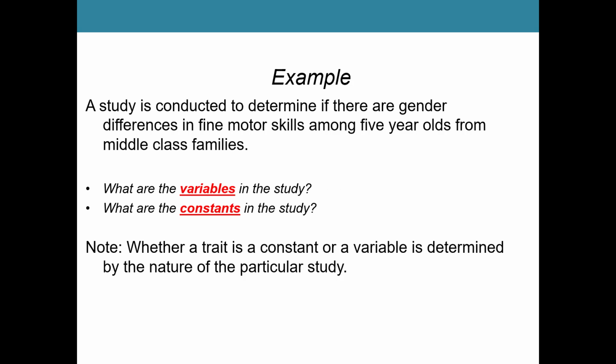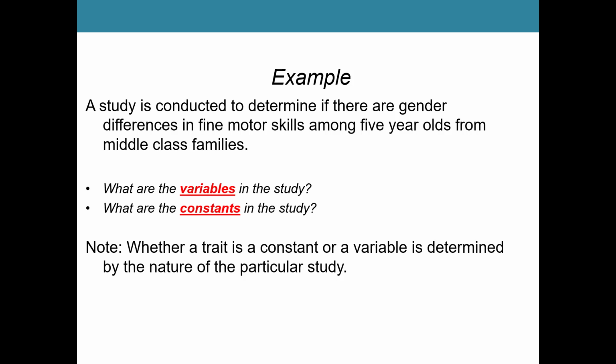You don't want to look at really, really poor families because there might be some factors there that impact motor skills and gender differences that are unique to that side of the socioeconomic spectrum. And the same thing, we don't want to look at super rich kids because there might be some differences in fine motor skills and gender at the top of the socioeconomic status. So we're controlling this experiment by only looking at 5-year-olds and only middle-class families. The other things are allowed to vary, and we see what we get.